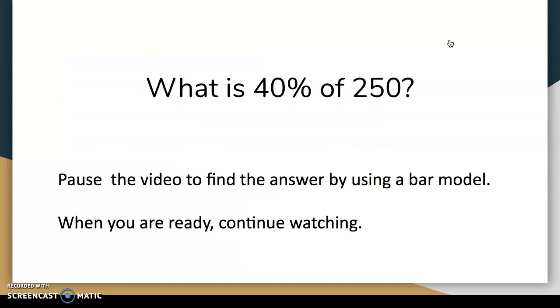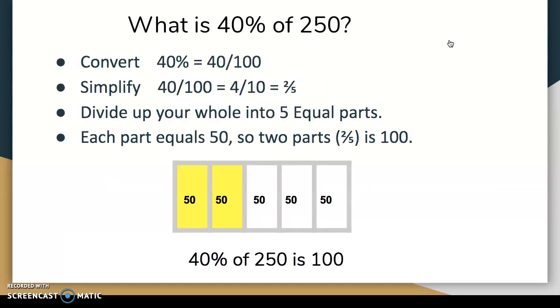What is 40% of 250? Please pause. To find 40% of 250, first convert 40% to 40 hundredths. Then you simplify. 40% is 2/5. You need to divide up your whole into 5 equal parts, and you will find out that each part is 50. 2/5 of the whole shape is 100.